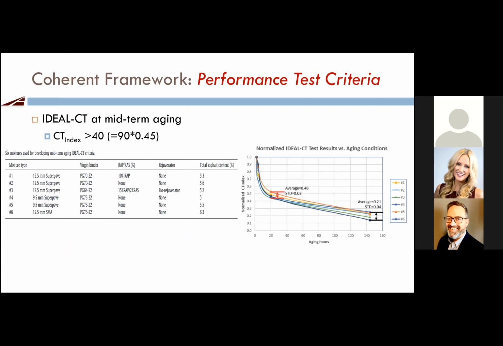Then the next one is the CT criteria. We worked with 6 mixes here, both Superpave mixes and SMA. We have 9.5 millimeter, half-inch, and half-inch SMA. We have binders 64, 70, and 76, and we have different RAP and RAS. We even have one rejuvenator. We're trying to see how different mixes age under different conditions, and how the CT index changes versus aging time.